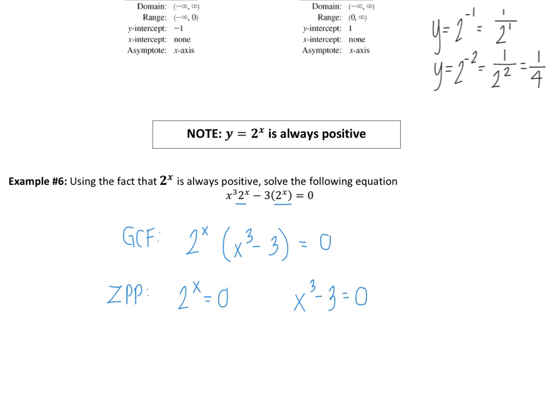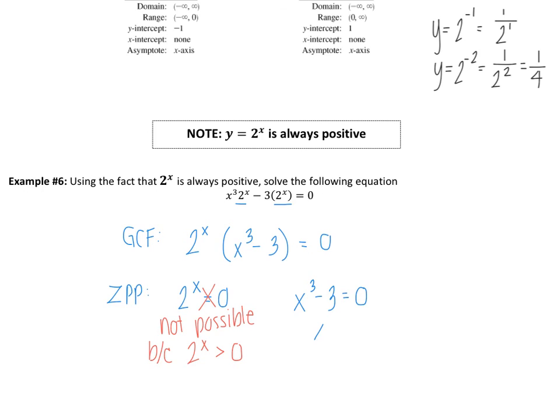Right off the bat, I know this left equation will not work. Not possible. Because of the fact we just learned. 2^x needs to be greater than 0. It's positive. The equation on the right, I can solve that.